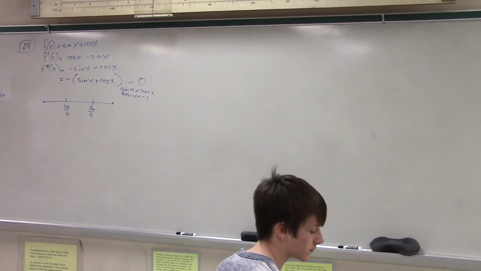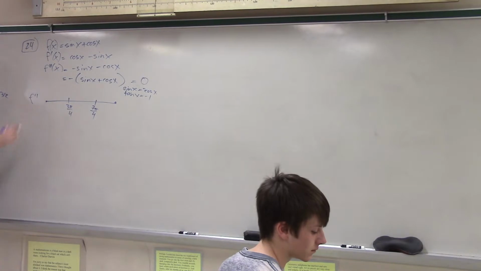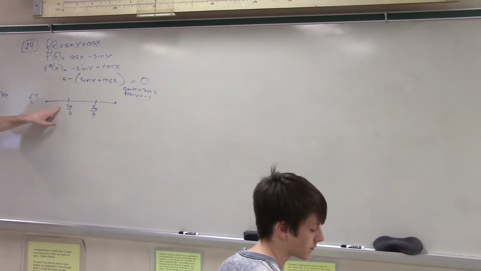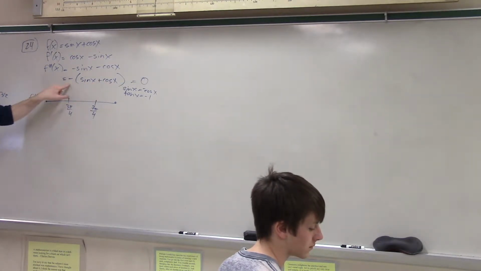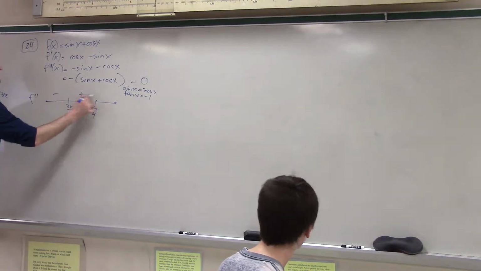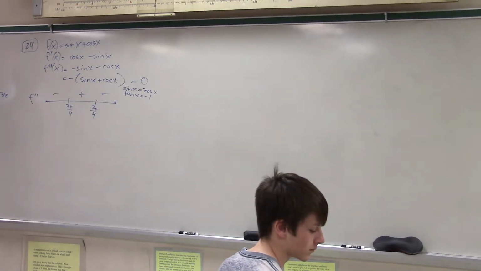Now it's just a matter of getting the sign chart right. I have no deep, cool way to do this. I'm just going to plug in pi over 2. If I plug in pi over 2, I get 1 plus 0, that's 1, and that's negative 1, so it's negative. Cool? Okay. Concave down, concave up, concave down. All right, faster!